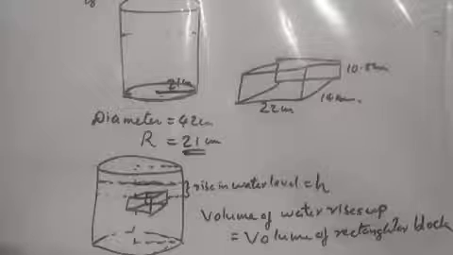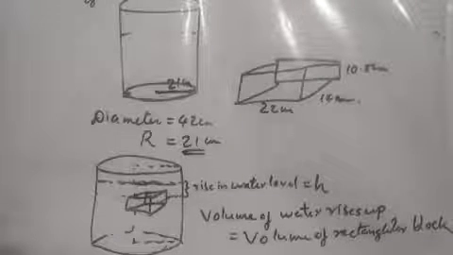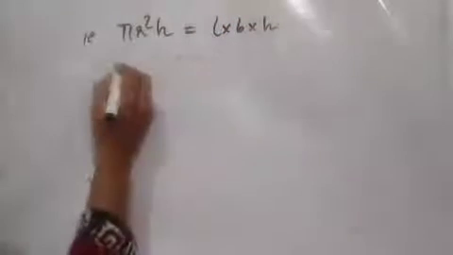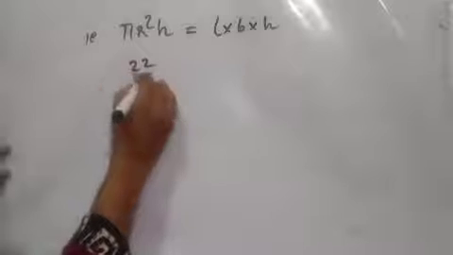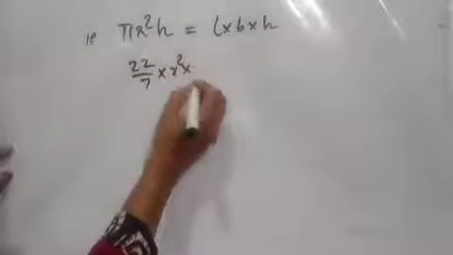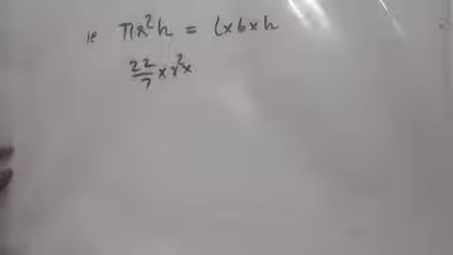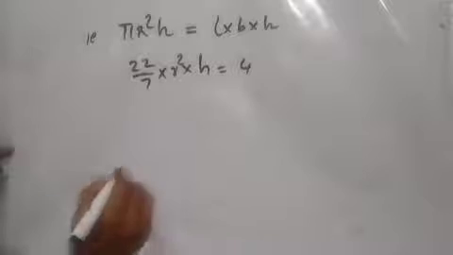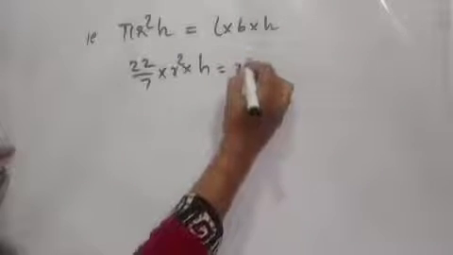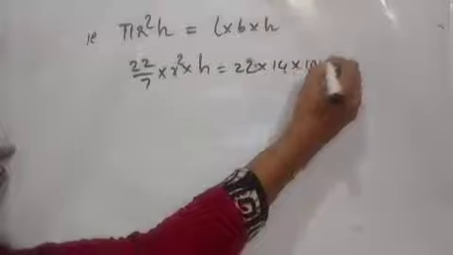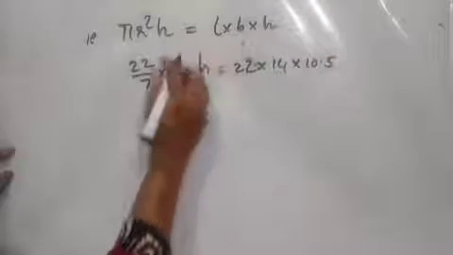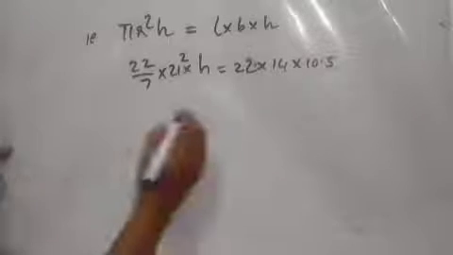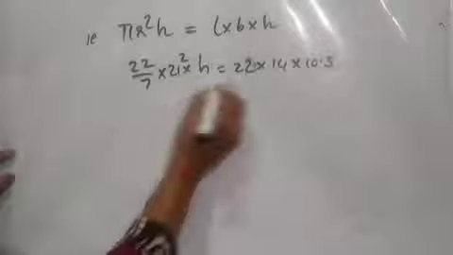So, you know the formula. Volume of a cylinder is pi r square h. So we can substitute that here. Volume of water that rises up in the shape of a cylinder, so pi r square h is equal to LBH, that is the volume of the rectangular block. That is 22 by 7 into r square into h gives 22 into 14 into 10.5. Okay, and r also we know. What is the value of r? 21. So 21 square, we can replace that.